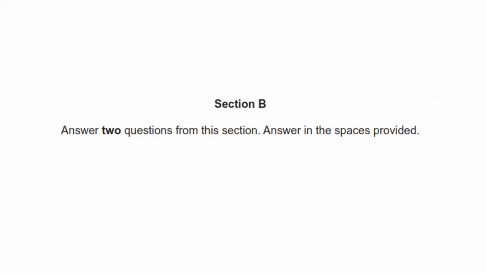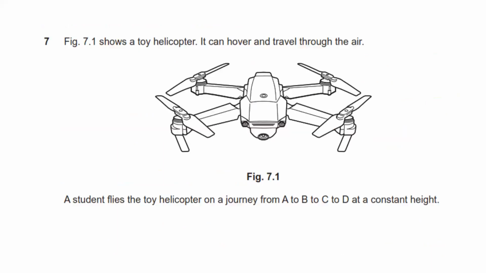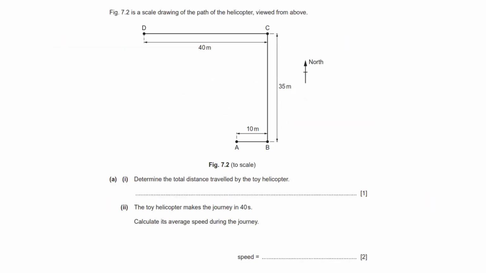Now we move to section B. In section B, we have to answer 2 of these questions, but we'll be solving all the questions which are available to us in this. So question 7, it says 7.1 shows a toy helicopter. It can hover and travel through the air. A student flies the toy helicopter on a journey from A to B to C to D at a constant height. Okay, so we can see A to B to C to D.